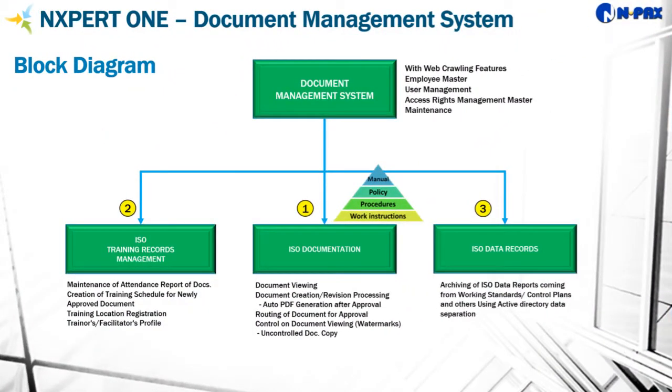DDS manages and controls ISO documents, training records, and data records. For ISO documents, controls and authorizations are being added in uploading, editing, viewing, publishing and printing. These documents are controlled within the system through a configurable setup. Documents can undergo a series of checks and approvals and even trainings if required.